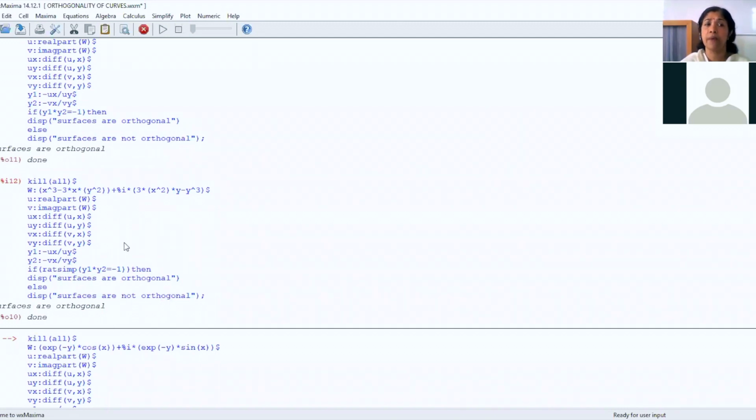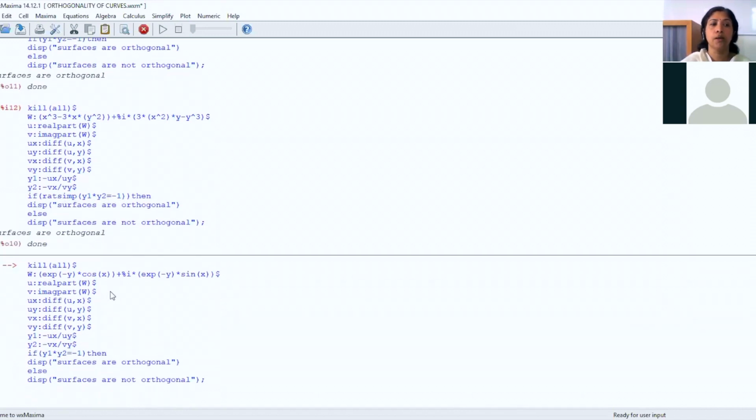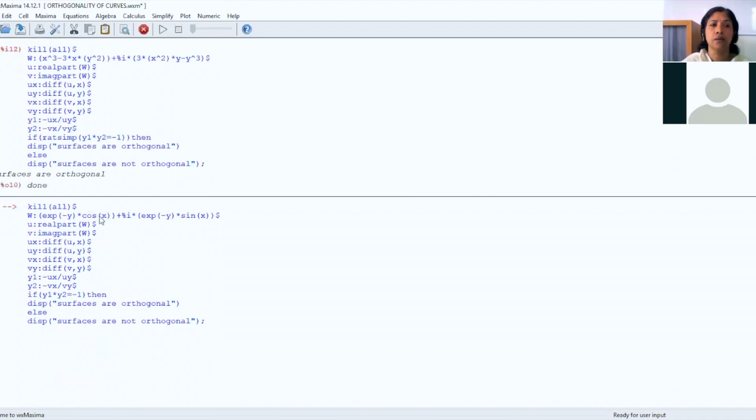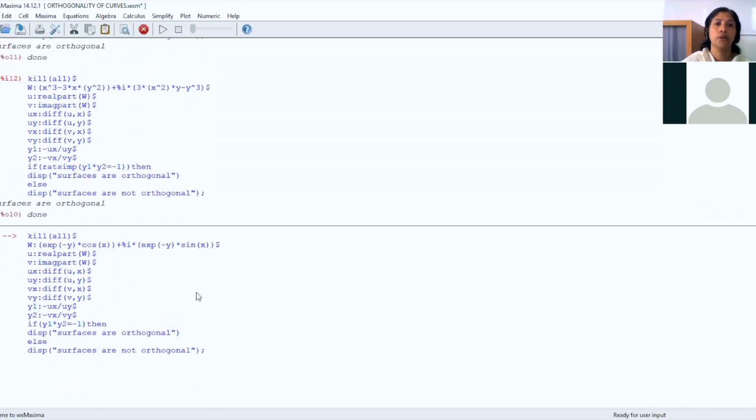We have done this manually and we have got that the surfaces are orthogonal. So that is why I put this is equal to -1 and the surfaces are orthogonal. Again, the next question is again in terms of x and y. There also I have to put ratsimp. If I don't get the output, I have to put ratsimp. Okay, so this is how we do the programs.